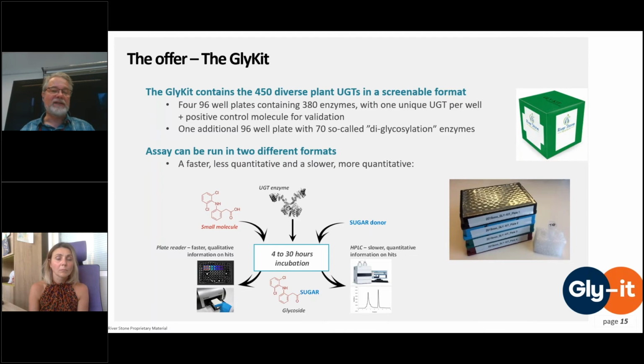You can run assays like this in many different formats, and I can tell that 18 years ago I personally did it using TLC plates with radioactive sugar donors and X-ray films after that. We've come beyond that, and so we use, and recommend using, 2 different ways. One is to use a plate reader that gives you simply a measure of how much UDP is released through the glycosylation reaction. It's fast and easy, but you only get qualitative information, but it's good for a fast screening.